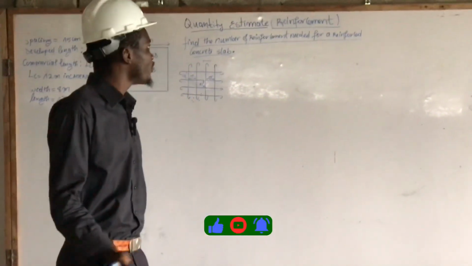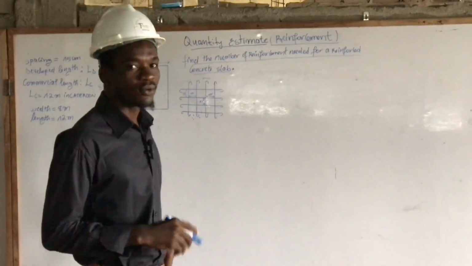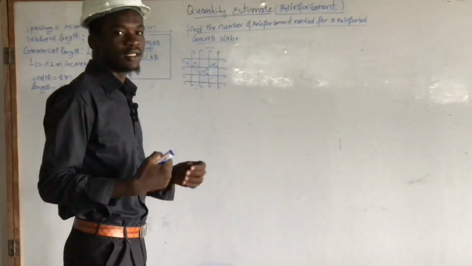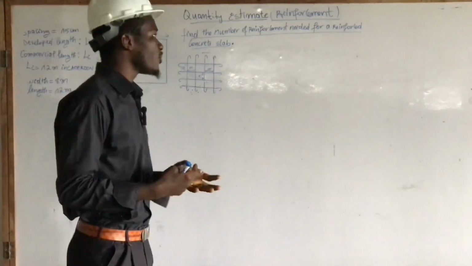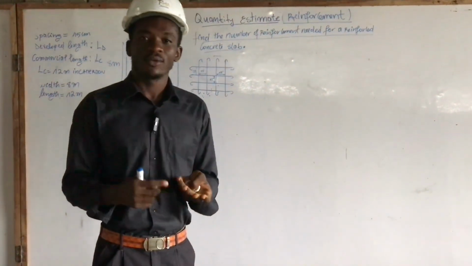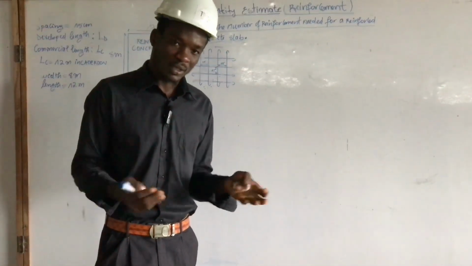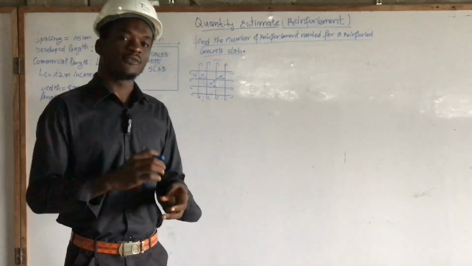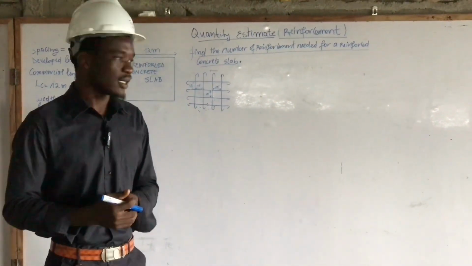Today in our new video we are going to do a bit of quantity estimate. We are going to study how to find the number of reinforcement needed for a reinforced concrete slab. First, you have to know that there are many types of slab. You have reinforced concrete slab, you have rivet slab, and other types of slab. And for a reinforced concrete slab, the thickness can vary between 15 centimeter to 20 centimeter.